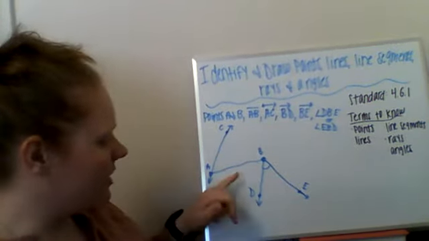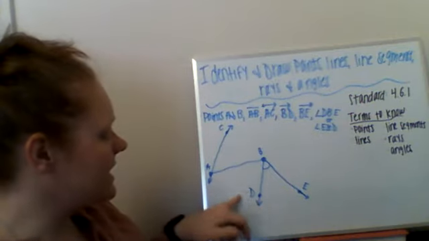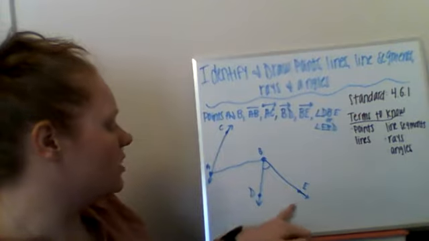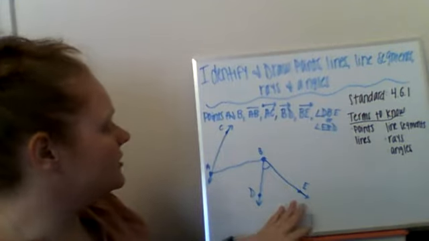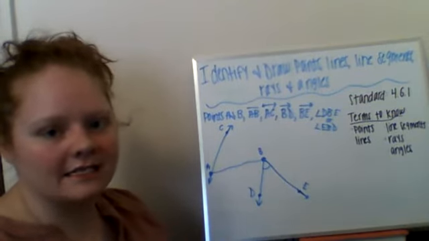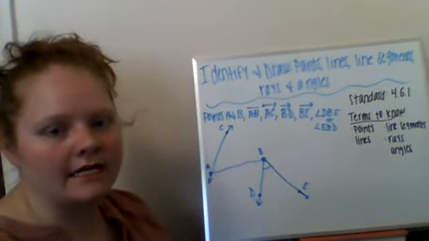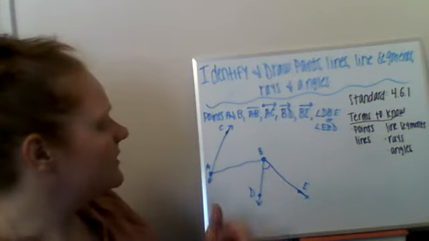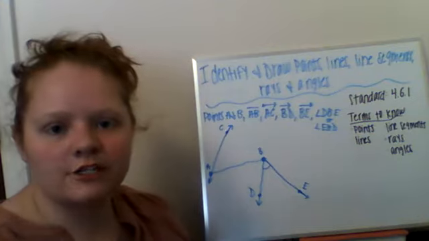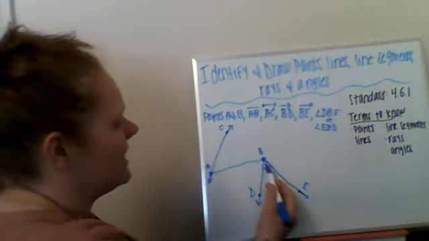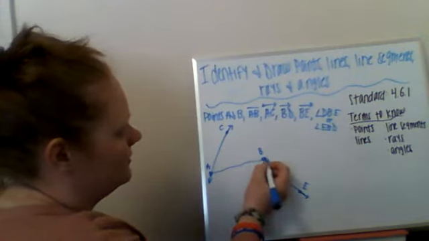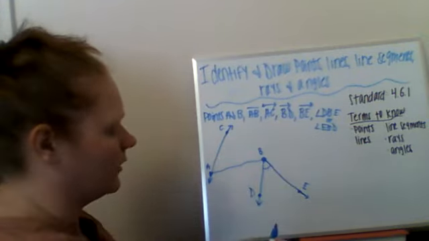Then I made 2 rays, BD and BE. A ray is just extending in one direction. Again, rays are very similar to lines. The only difference is a ray only extends in one direction, whereas a line extends in both directions. Then I made an angle. And an angle is formed when 2 rays share the same endpoint. So my 2 rays, BD and BE, share the endpoint B. So that is how I was able to make an angle.